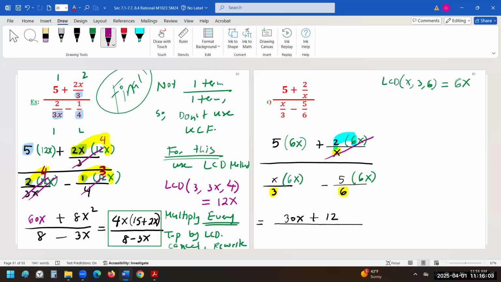First term on the denominator, what do we cancel? 3 and 6. 3 goes to 6, how many times? Twice. So what is left after the cancellation? 2x squared. 2x squared. And lastly, on the last denominator, we only cancel 6. What remains? 5x.